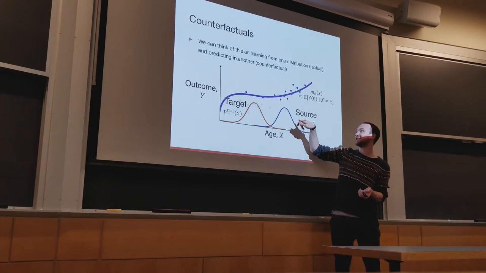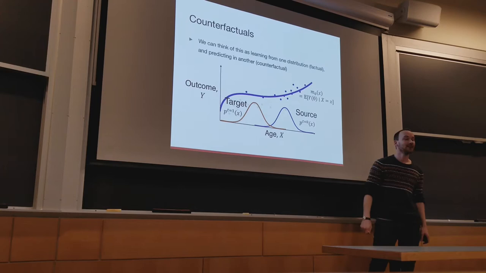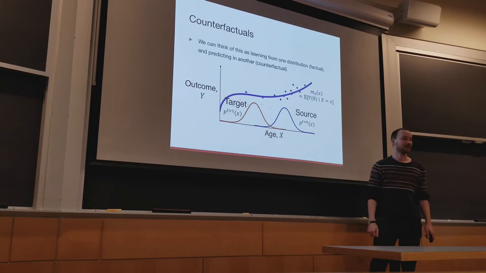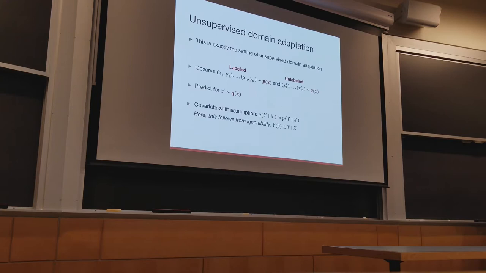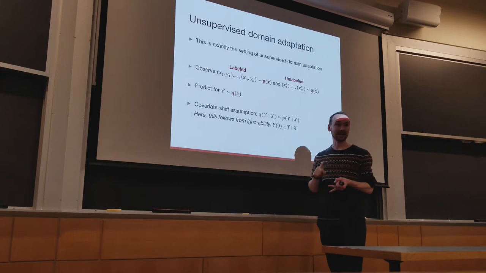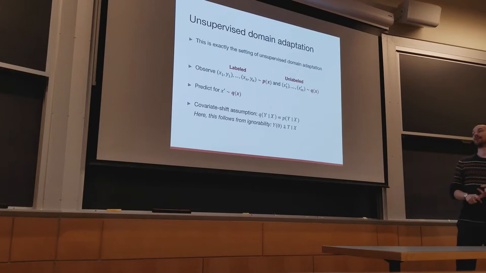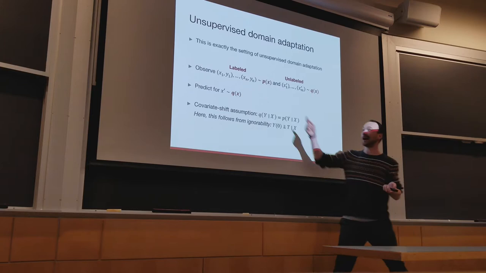And I call them source and target here because of a related concept that I mentioned very briefly yesterday, which is called domain adaptation. So in unsupervised domain adaptation, I'll explain what unsupervised means later, the setup is the following. You observe features x and labels y from some distribution p, and then you observe unlabeled or unsupervised samples from some other distribution q. So you're left with two different groups of samples, and your job is to try and predict y for samples under q.